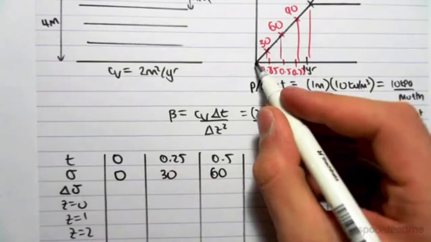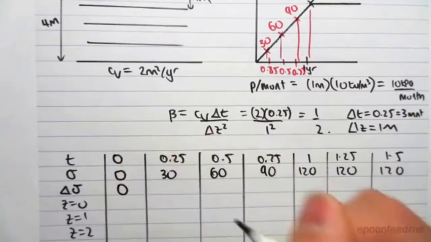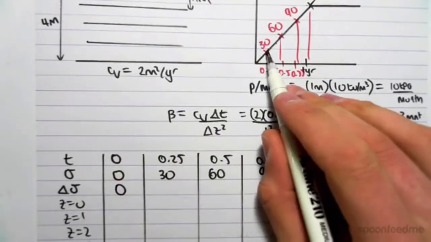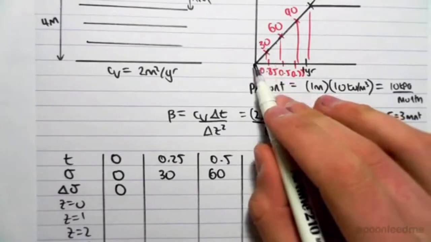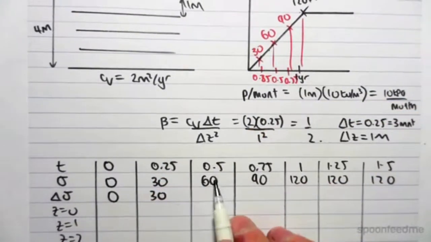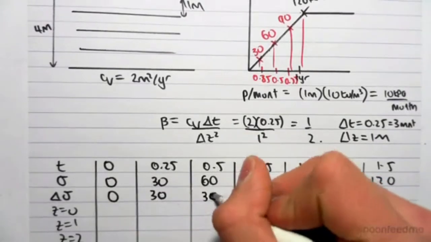So at time 0, the change in stress at a point just before 0 and a point after is both 0. So there's been no change in stress. At time 0.25, at 3 months, we've gone from 0 to 30, so it's increased by 30. At time 0.5 of the year, it's gone from 30 to 60, so it's increased by 30.